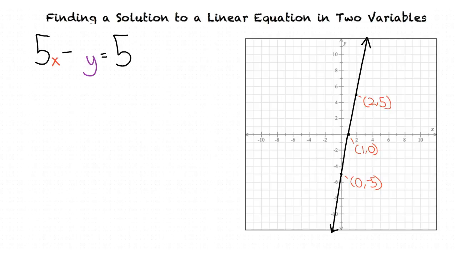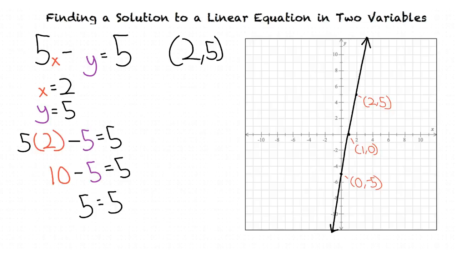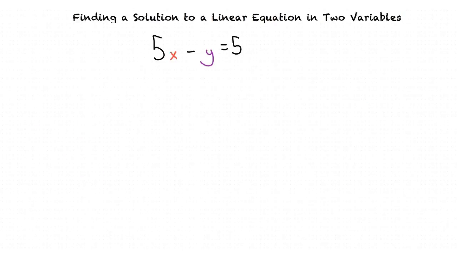Let's substitute (2, 5) into our linear equation. If we substitute x equals 2 and y equals 5, we see that 5 times 2 minus 5, when simplified, equals 5. This means that the point (2, 5) is a solution to the linear equation 5x minus y equals 5. Let's look for another solution for our linear equation 5x minus y equals 5.